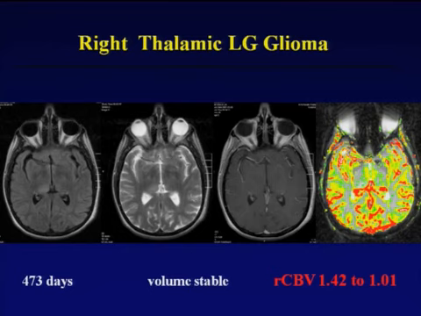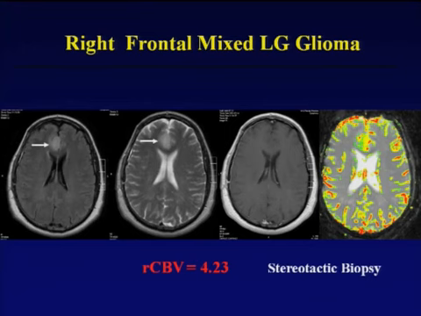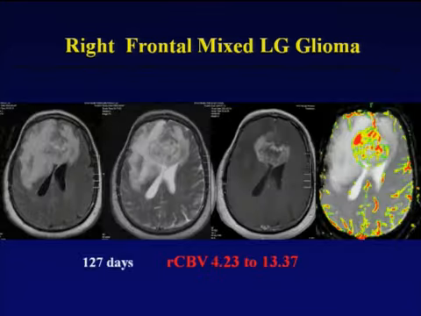Look at this case now. Quite similar. In the frontal region, FLAIR, T2, no enhancement. No evidence of enhancement. But look at this perfusion. 4.23. Very increased. Only by perfusion we have prognosis of the tumor. And as you see here, 4 months later, you see the tumor. The transformation of the tumor is a very, very bad situation here. So rCBV went to 13, as you see here, which is also a very good prognostic index.